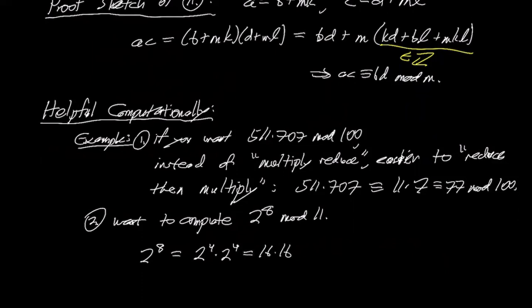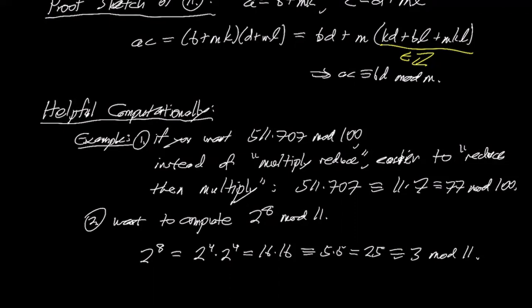But 16 mod 11 is 5. So that's congruent to 5 times 5. I'm not even saying the mod 11 yet, I'm just trying to think about this, all mod 11. That equals 25, which mod 11 is 3, 3 more than 22. And so there you go. 2 to the 8th is actually 3 mod 11.